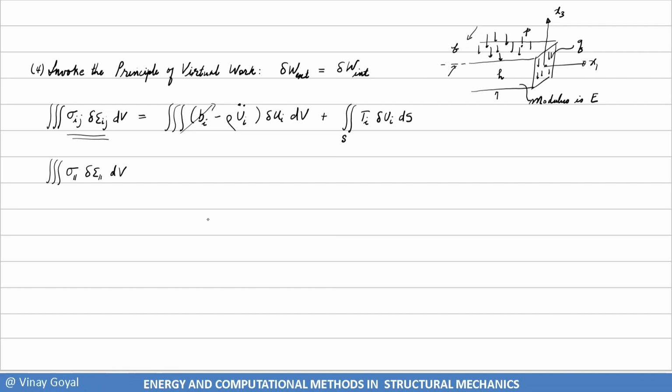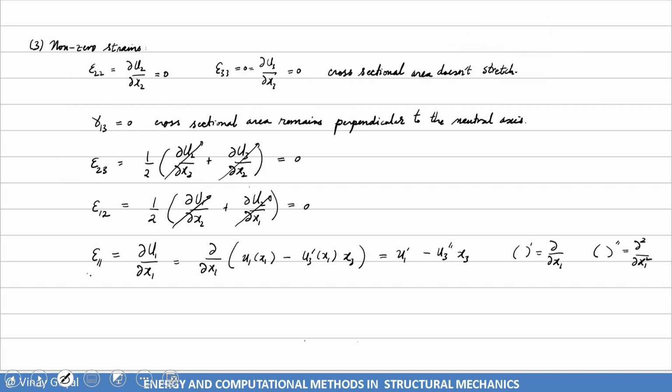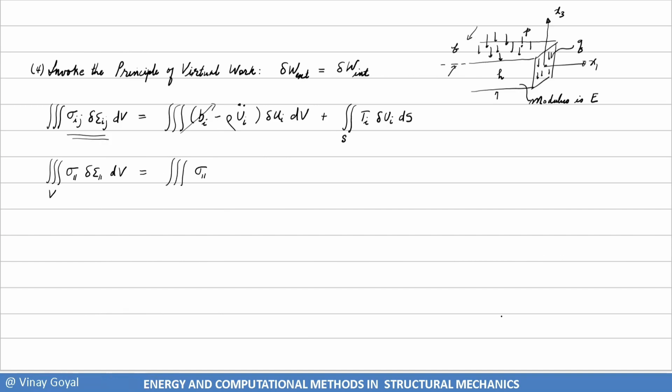So the left-hand side is sigma 1,1 del epsilon 1,1 dV. This is equal to the triple integral of sigma 1,1. And now I'll take the fact that epsilon 1,1 is this. So del epsilon 1,1 is del u1 prime minus x3 del u3 double prime. And so I'll go ahead and substitute that. So I have del u1 prime minus x3 del u3 double prime, and that's multiplied by dV.